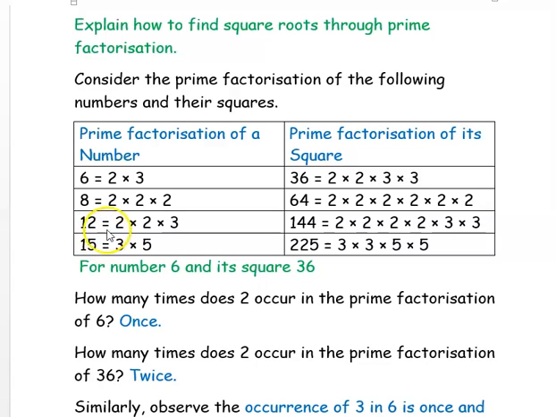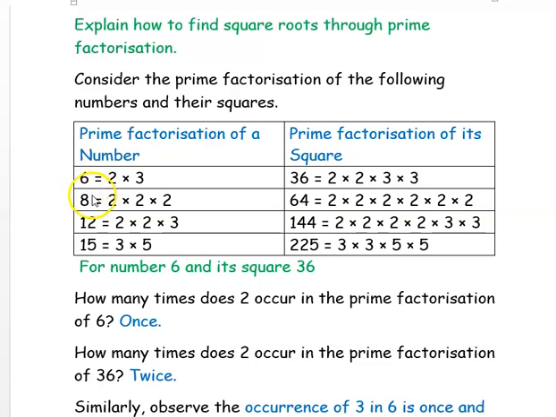Similarly, for 12, the prime factors are 2 times 2 times 3, and for 144, it's 2 times 2 times 2 times 2 times 3 times 3. Similarly, for the number 15, the prime factors are 3 times 5, and for 225, the prime factors are 3 times 3 times 5 times 5. Now let's analyze the difference between the prime factors of the number and its square.